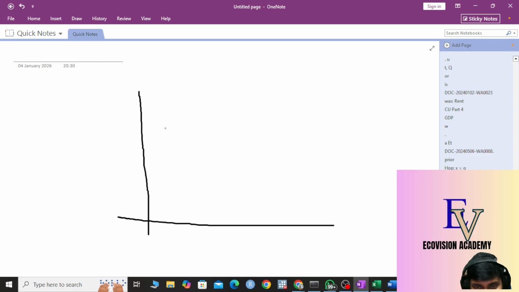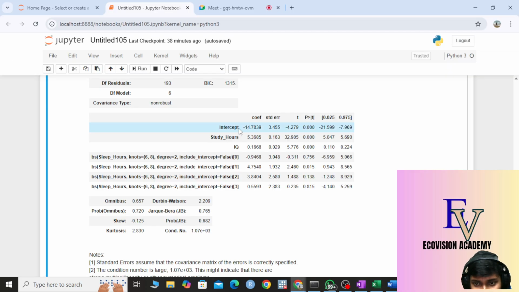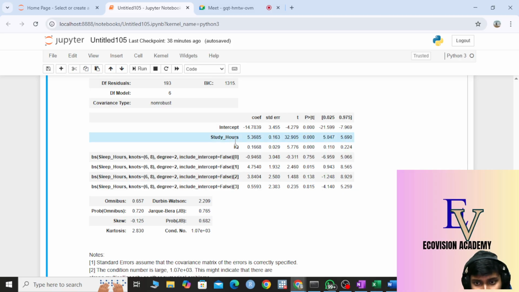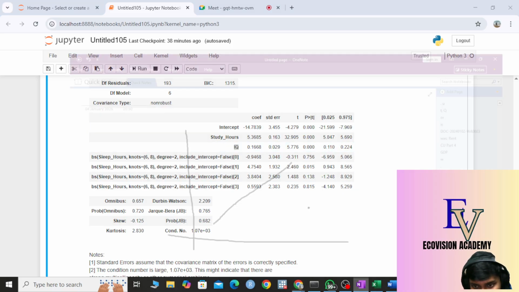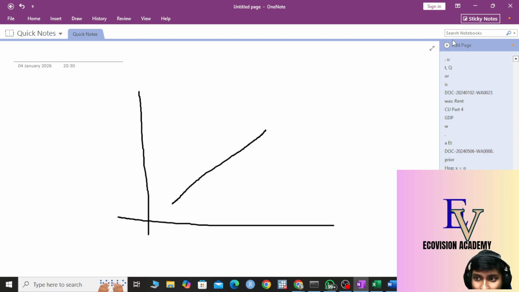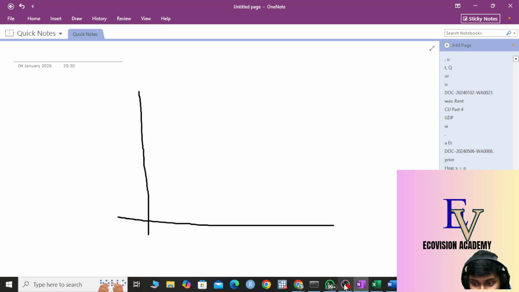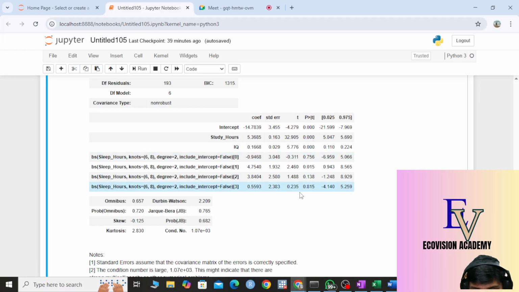Suppose, first let me go for study hours. What will be the line for study hours and score? Positive. Yes. What should it be for IQ? It is also positive like this. The slope is positive. But what should it be for sleep hours? You see that for sleep hours, the first coefficient is negative, the second coefficient is positive, the third coefficient is positive, and the fourth coefficient is also positive.